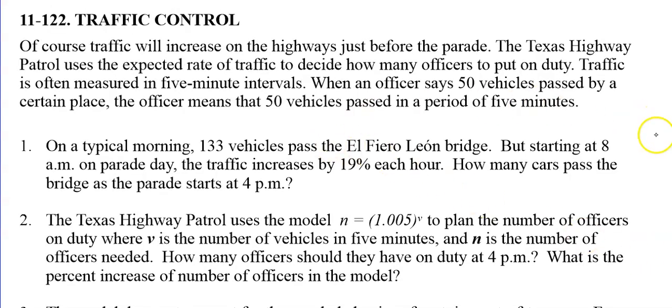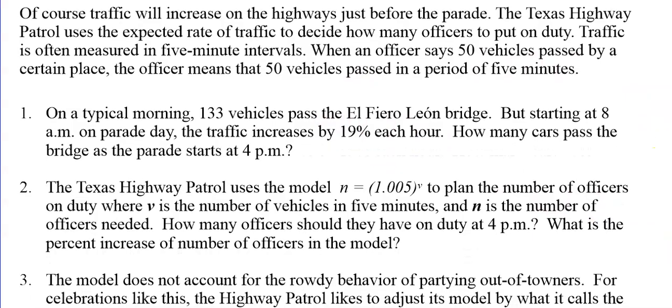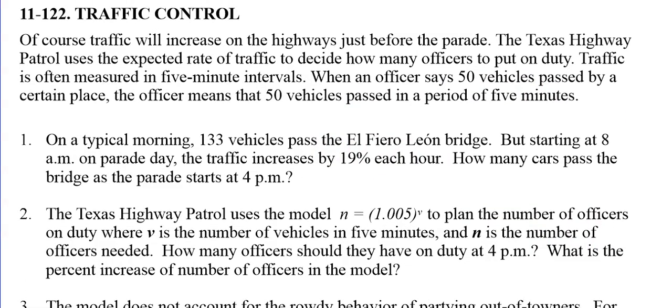So traffic control. Of course, traffic will increase on the highways just before the parade. The Texas Highway Patrol uses the expected rate of traffic to decide how many officers to put on duty, all part of city and police planning. Traffic is often measured in 5-minute intervals, so when an officer says 50 vehicles pass by a place, that officer means that 50 vehicles pass in a period of 5 minutes.